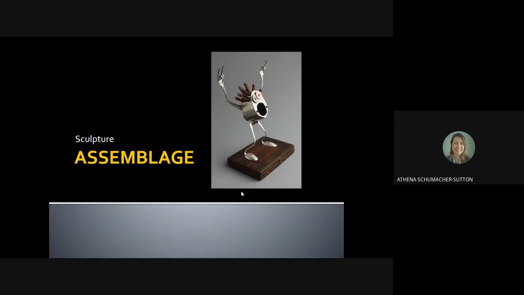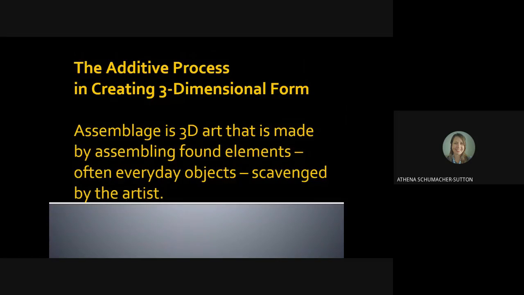So we're going to be working on an assemblage project. The assemblage is the additive process. The opposite of that would be the subtractive process. So a block of wood, a block of stone, a block of clay, and removing material. The additive process is actually putting things together. So in this case, we're going to use found objects, and those found objects are going to be scavenged by you.